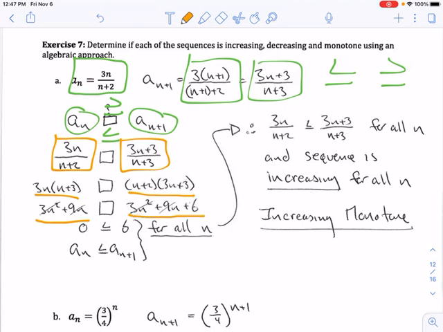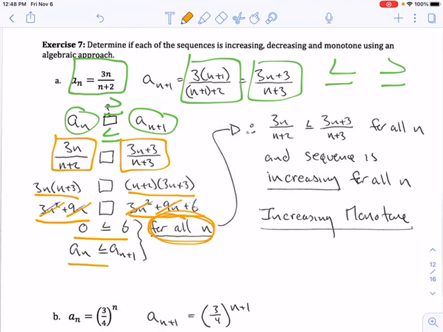Well, those are very similar to each other. In fact, they both have a 3n squared, so if we subtract that from both sides, they cancel out. If we subtract 9n from both sides, they cancel out. And so what I'm left with is 0 and 6. All right. Well, now I can fill in that 0 is always less than or equal to 6. And because 0 is always going to be less than or equal to 6, we can say that this is true for all values of n.